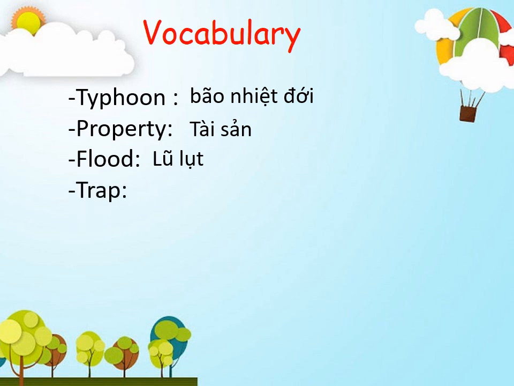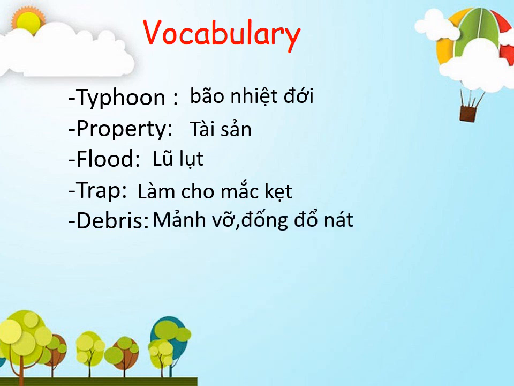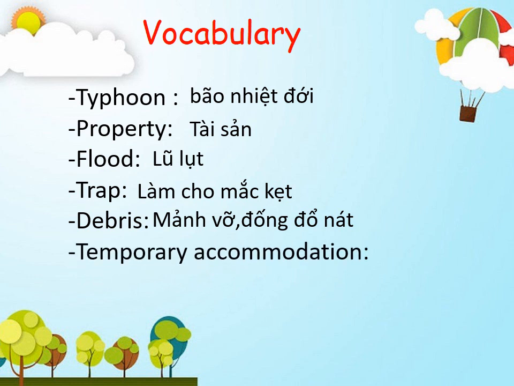Okay, the next word is trap. Trap. Okay, làm cho mắc kẹt hay là bẫy, đúng không các bạn? The next word is debris. Debris. Cái này không phiên âm chữ S nha các bạn. Debris. Mảnh vỡ, đống đổ nát. The next word is temporary. Temporary accommodation. Okay. Temporary là tạm thời nè các em. Accommodation là chỗ ở. Okay. Vậy từ này là chỗ ở tạm thời.